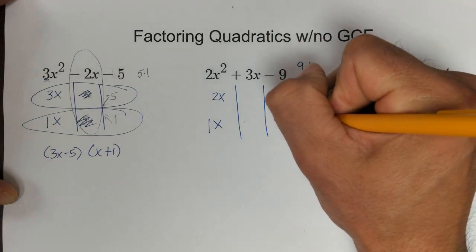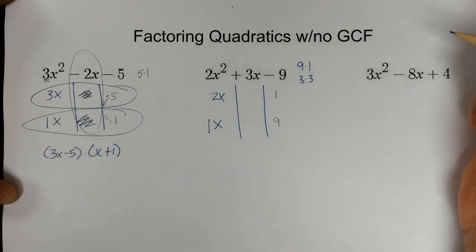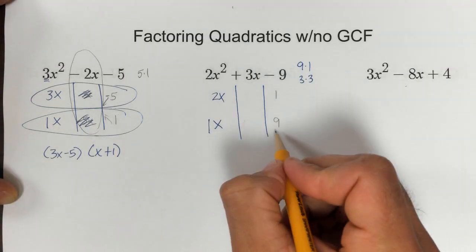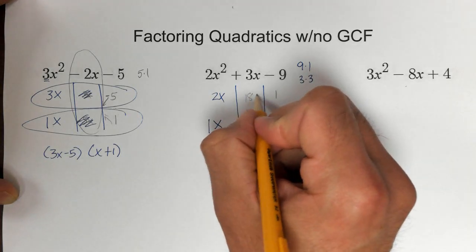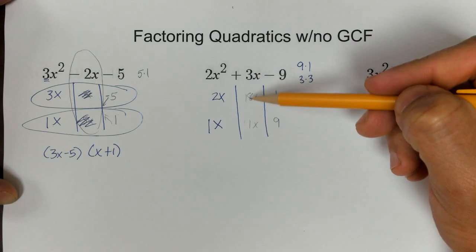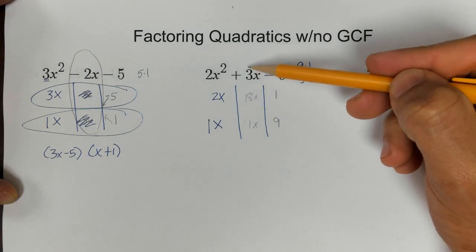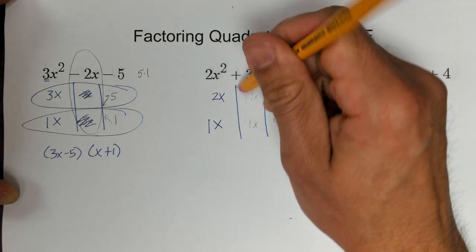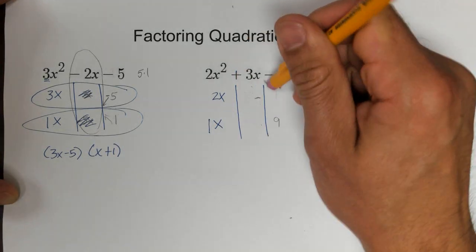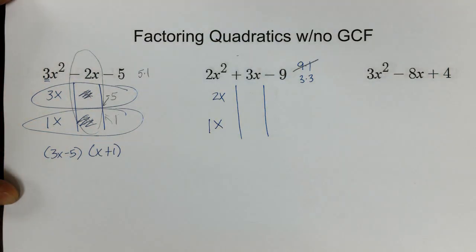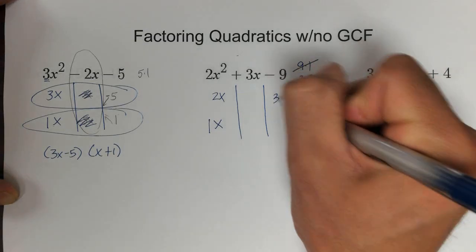A lot of this is experimentation, right? You have to try and process things out to see what's going to work. 9 times 2 is 18x, and 1 times x is 1x. Here, if I add them or subtract them, I still cannot get a 3. Therefore, it must not be 9 times 1. Let's try 3 times 3. I like to do these with pencil because I'm going to have to experiment and try different solutions. Let's do 3 times 3.